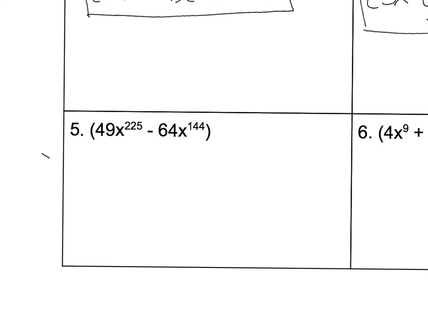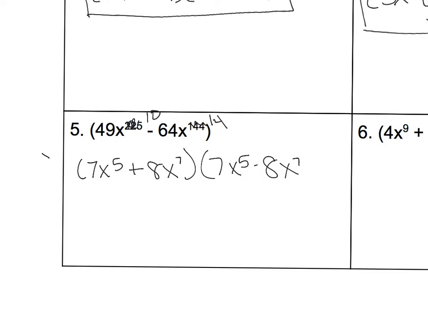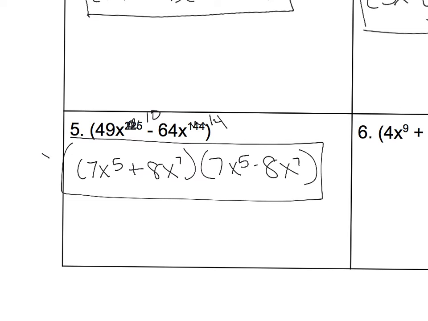So for number 5, we're going to change the numbers again to 10 and 14, because the other numbers are way too hard. So now the problem reads 49x to the 10th minus 64x to the 14th. By the way, these numbers are already altered on your notes, so don't worry about it. Alright, to solve this, the answer is 7x to the 5th plus 8x to the 7th and 7x to the 5th minus 8x to the 7th. And again, if you FOIL this, you'll get 49x to the 10th minus 64x to the 14th.